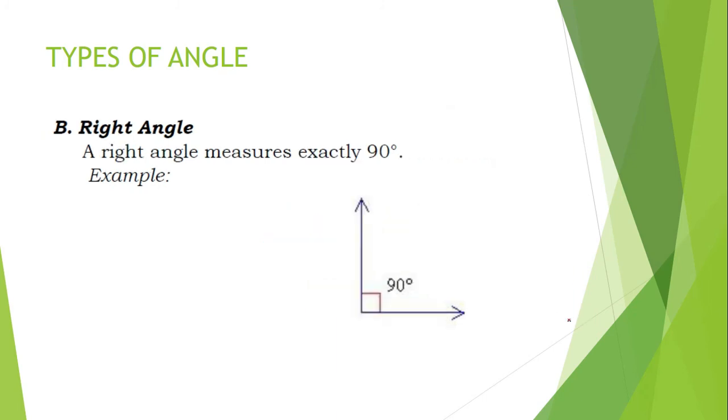Next, we have the right angle. A right angle measures exactly 90. It cannot be 89, it cannot be 91, only 90. And it can be indicated by this, just like the perpendicular lines. If the figure has this mark, it means it measures 90 degrees. Even if it faces this way or that way, it's still 90 degrees. As long as it has this mark, it is a 90-degree angle and it is a right angle.